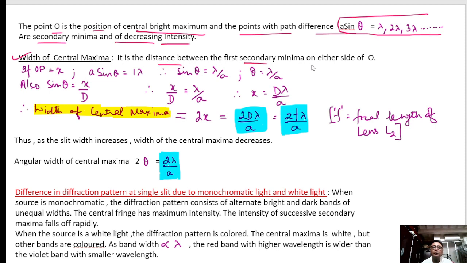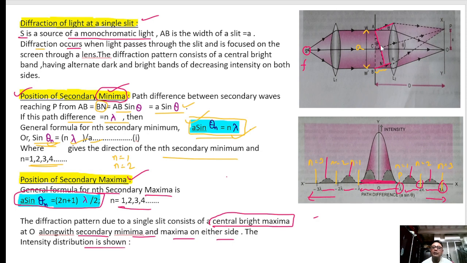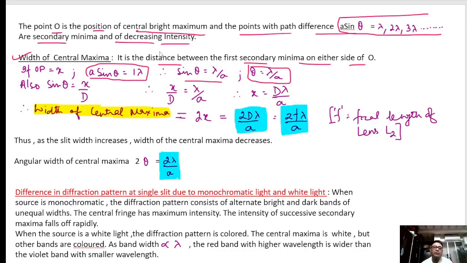First of all, if I find the minima on either side, the first minima will be a sine theta equal to 1 lambda. So sine theta equal to lambda by a means theta equal to lambda by a, because theta is very small. Sine theta we will take as x by d, since theta is very small, so we consider sine theta as tan theta. That means x by d will be lambda by a, so x will be d lambda by a. So the width of the central maxima is d lambda by a.